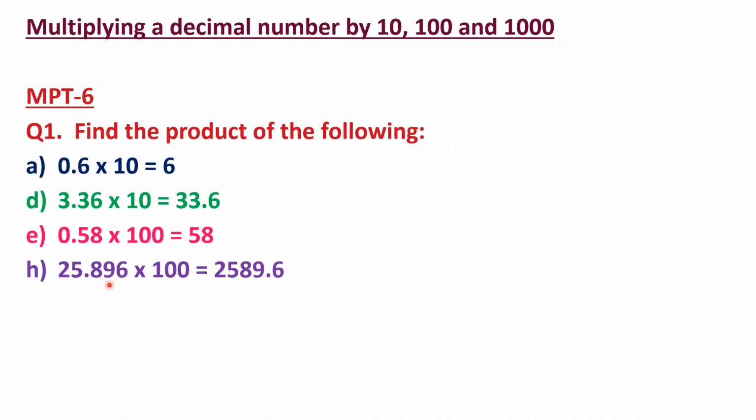Again here 25.896 is multiplied by 100. So 100 is having two zeros. So we will shift the decimal point two digits towards the right hand side. So our answer will be 2589.6.